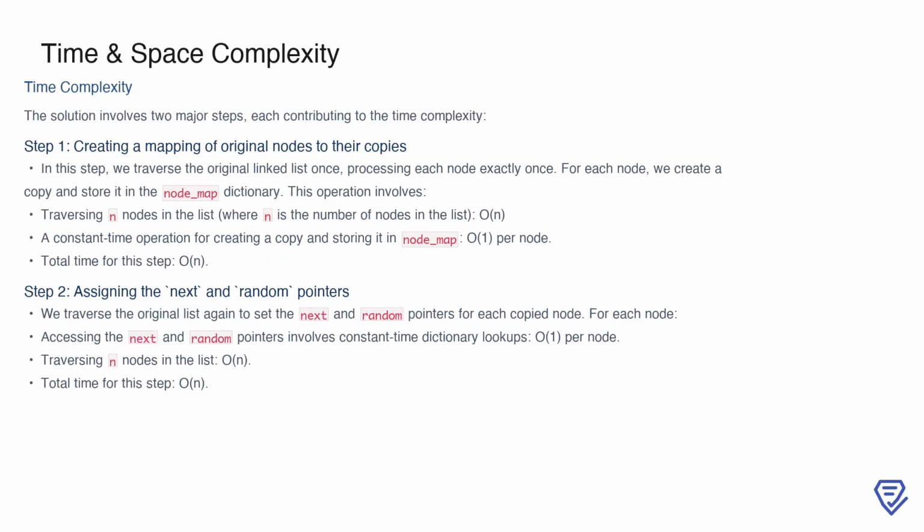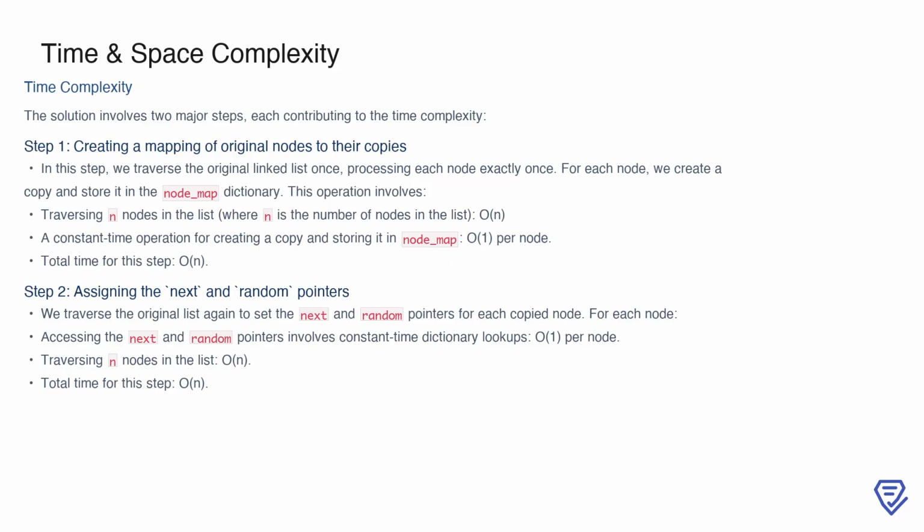In this problem, the time complexity of our solution is determined by two main steps. First, we create a mapping of the original nodes to their corresponding copied nodes. To achieve this, we traverse the original linked list once, processing each node exactly one time. For every node, we create a copy and store it in a dictionary called node_map. This traversal takes O(n) time, where n is the number of nodes in the list, and each dictionary operation, such as storing the copy, is performed in constant time, O(1). So, the total time complexity for this step is O(n).